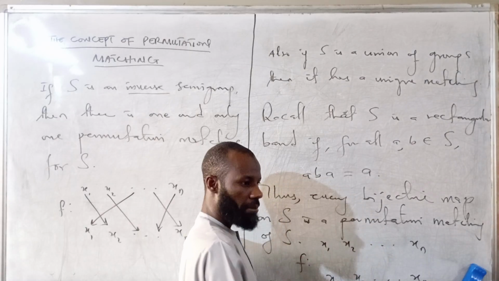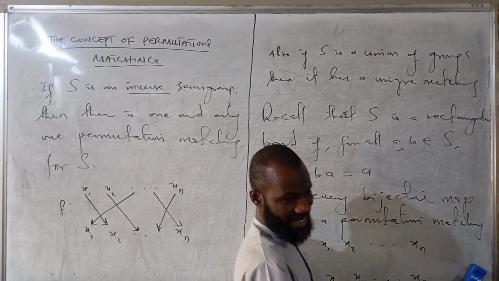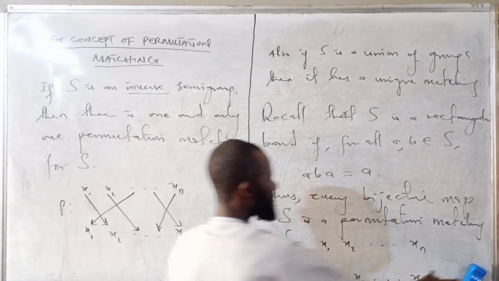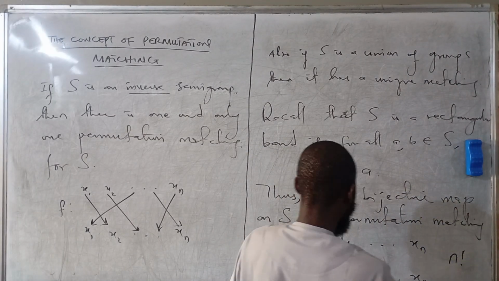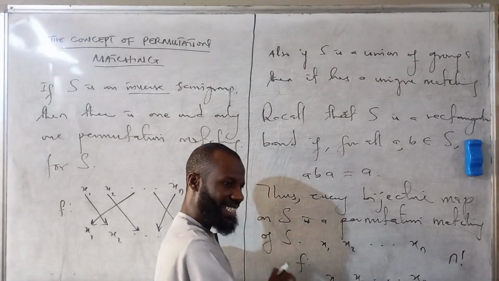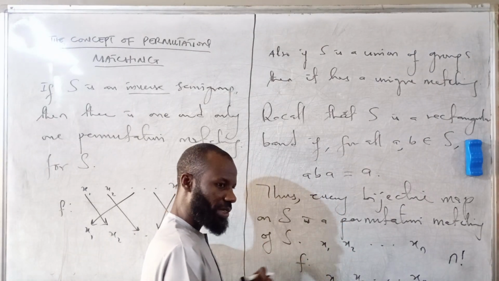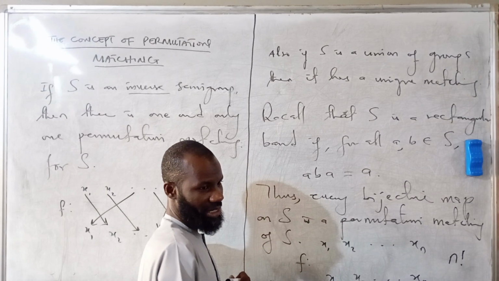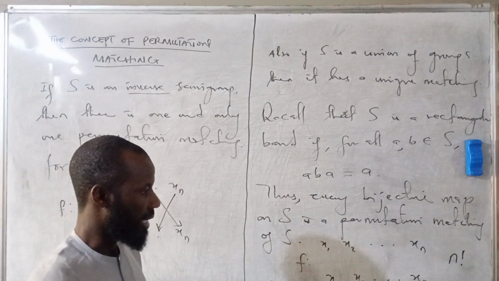So how many such mappings are there for a semigroup of n elements? There will be exactly n factorial of them. So the total number of matchings will be n factorial. And you can compose these matchings in this sense, which means the collection of all the matchings will be a group, isomorphic to the symmetric group, the group of permutations on n elements.